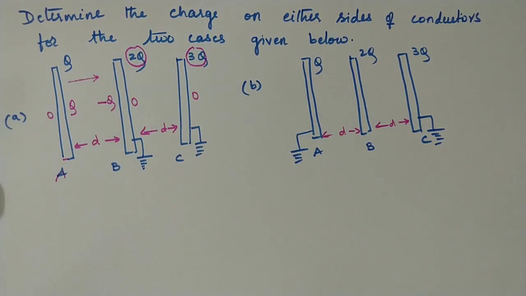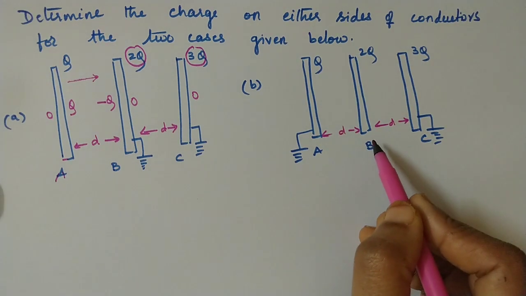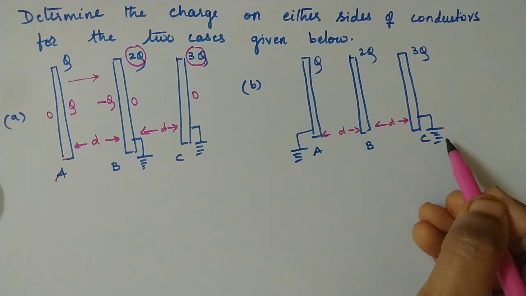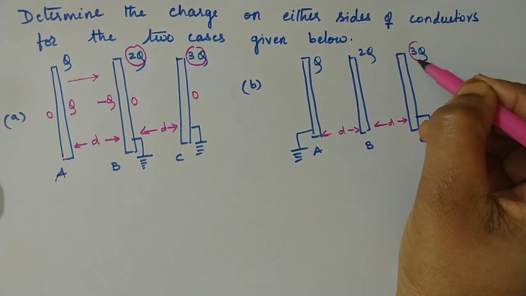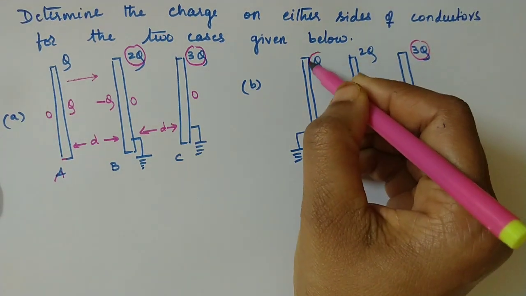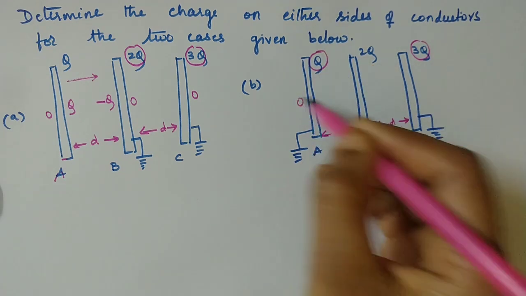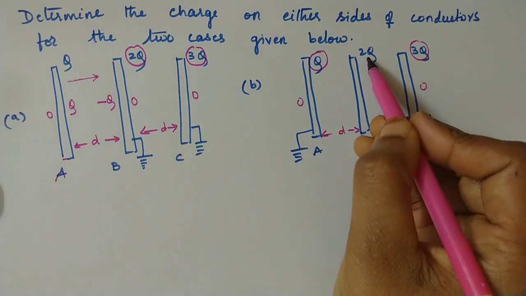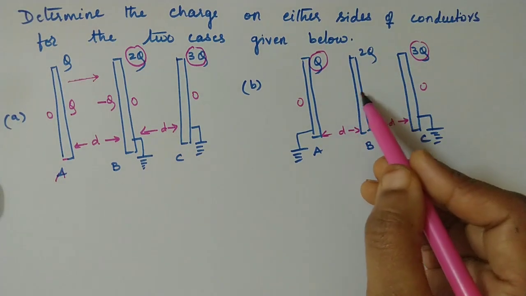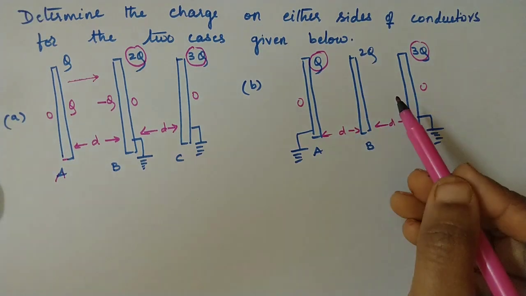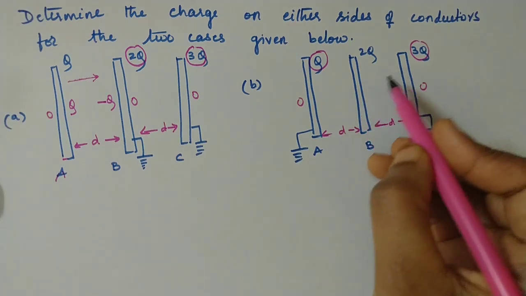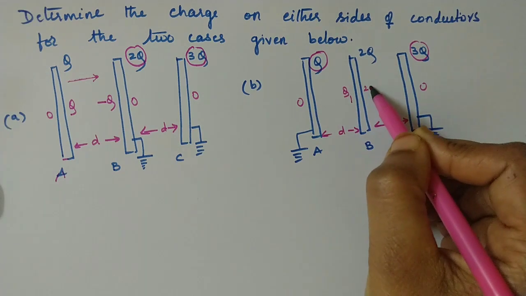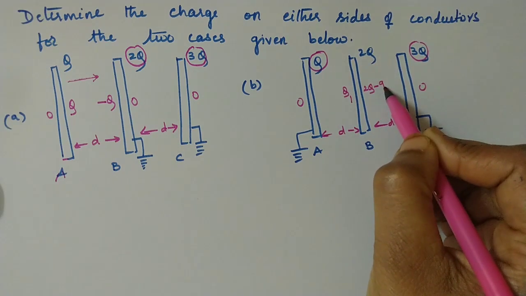Now come to the second case. Again the question is, you have to find the charge distribution, but two surfaces are being earthed. Circle the charge which is on the earthed surface. Make this 0. This also would become 0. Now this 2q is distributed on either sides. How is it distributed? We do not know. So I will take this side charge as q1 and this side as 2q minus q1.